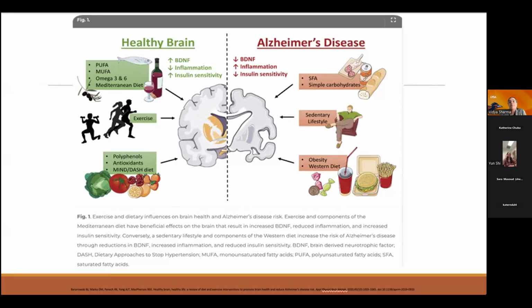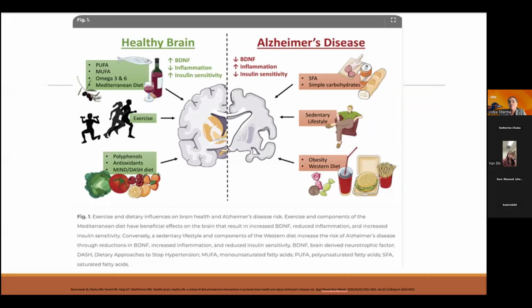So for example, we have PUFAs. PUFAs are polyunsaturated fatty acids. Now the question is, where do I get polyunsaturated fatty acids? Typically, any kind of liquid plant-based oil is a source of polyunsaturated fatty acids. That could be, for example, nuts. It could be seeds. All those are examples of polyunsaturated fatty acids.